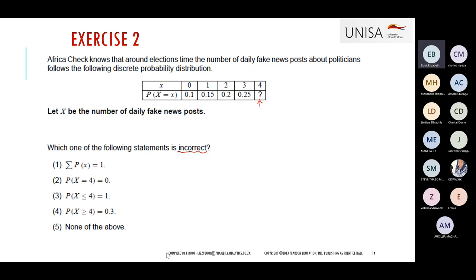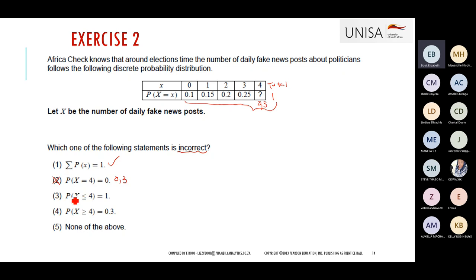Let's see, what is number four's probability? It's 1 minus all these other values. Okay, now let's answer every statement and then we'll come back to the question. Number one says the sum of all probabilities equals one. Is that correct? Yes, that is correct, because if we add all of these probabilities, we should get a total of one. Number two says the probability of X equals four is equal to zero. What is the probability of X equals four? It's 0.3. So therefore this is incorrect.